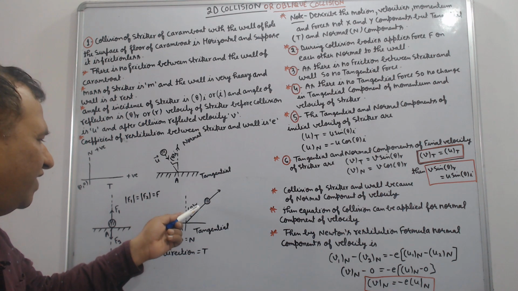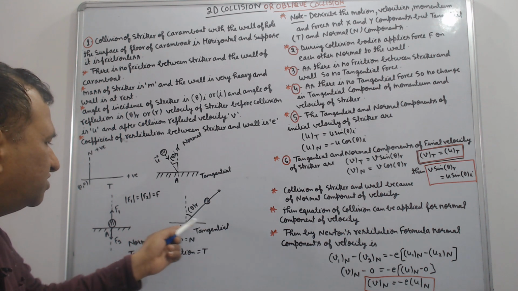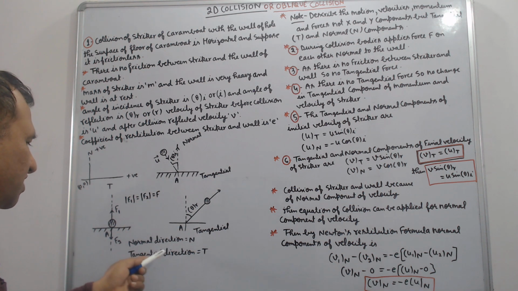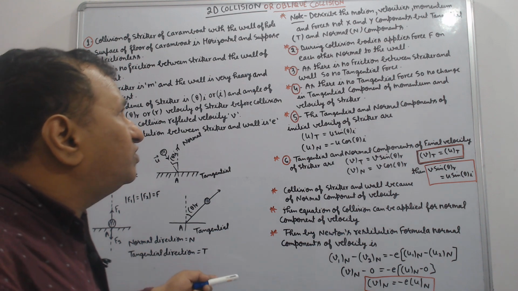Theta r is the reflected angle. This is the tangential direction, and this is the normal direction. Normal direction is equal to n, tangential direction is equal to t.